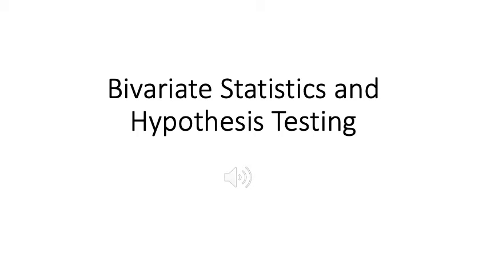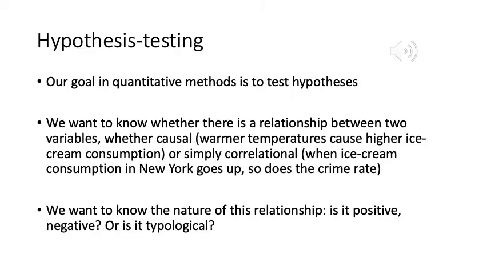So we've done univariate statistics describing individual variables, which is very useful. But now we get to the crux of the matter. Bivariate statistics, in other words, the relationship between two variables, and testing hypotheses. In quantitative methods, we want to test hypotheses.